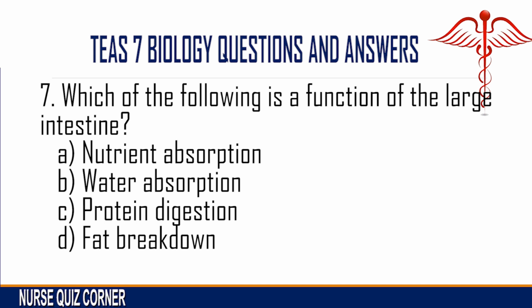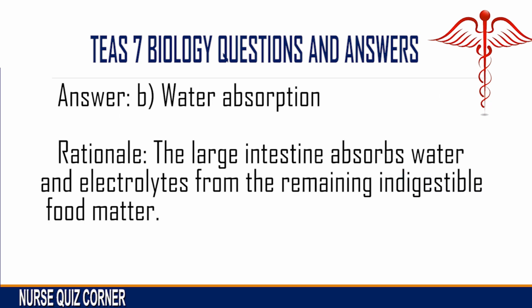7. Which of the following is a function of the large intestine? A. Nutrient absorption. B. Water absorption. C. Protein digestion. D. Fat breakdown. Answer: B. Water absorption. Rationale: The large intestine absorbs water and electrolytes from the remaining indigestible food matter.